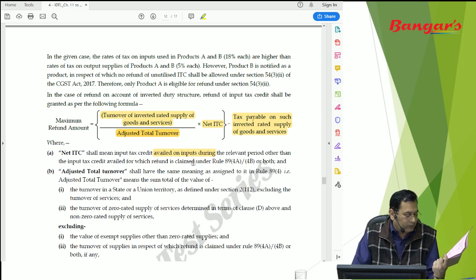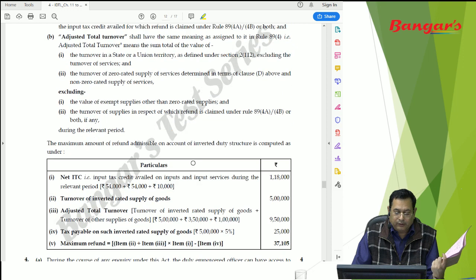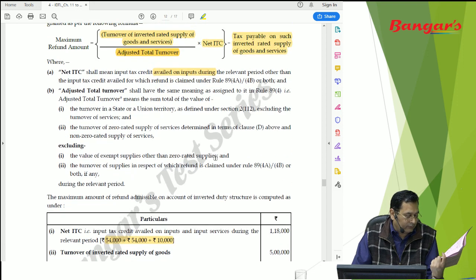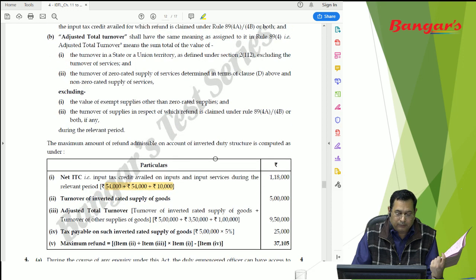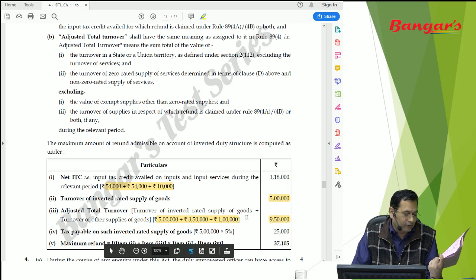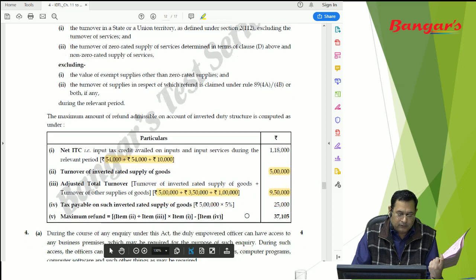So here the net ITC which has been availed is 54,000, 54,000 and 10,000. That is the net ITC. And whatever the turnover of what? The inverted rated supply, that is 5 lakh rupees. Upon total turnover is what? 5 lakh plus 3 lakh 50,000 plus 1 lakh, that is 9 lakh 50,000 rupees. So the tax which has been payable on inverted rated supply is 5 lakh into 5%, is 25,000 rupees.